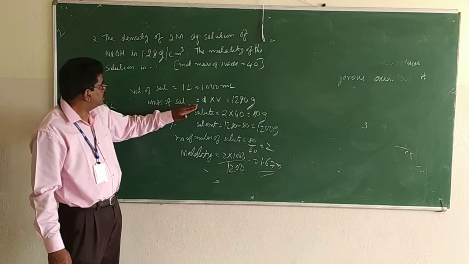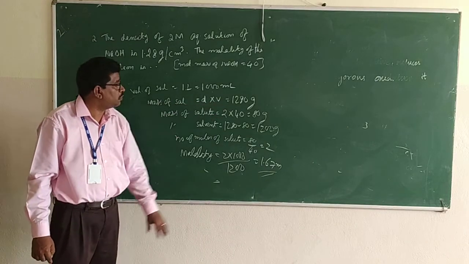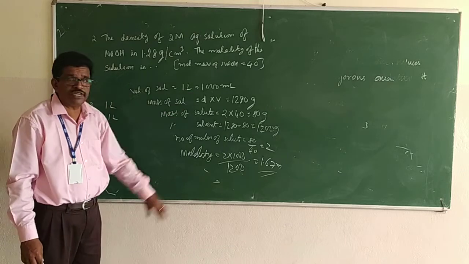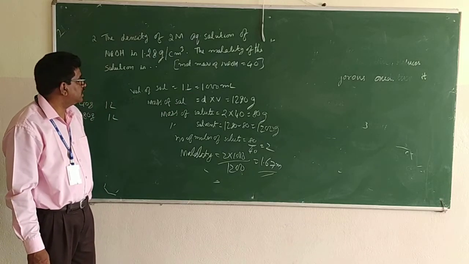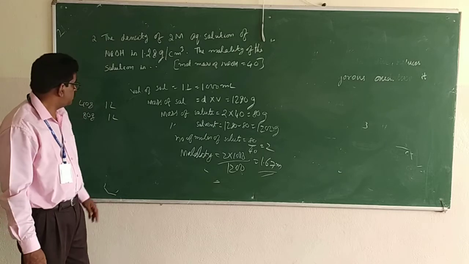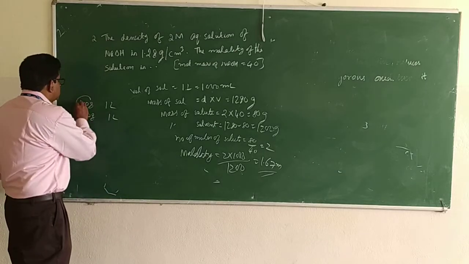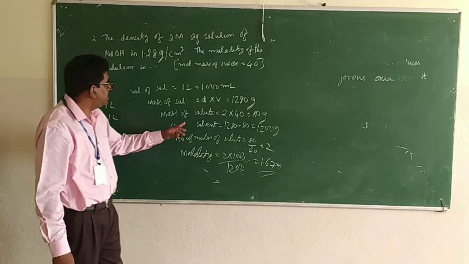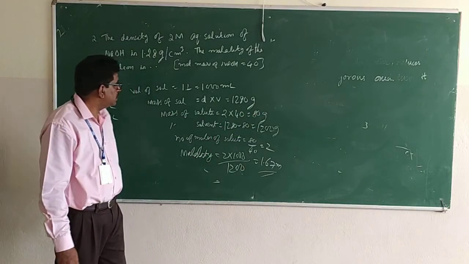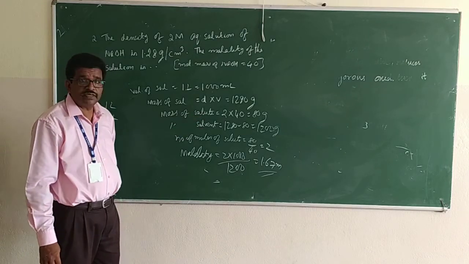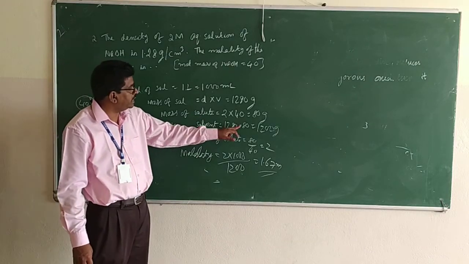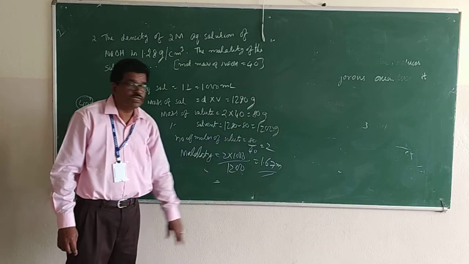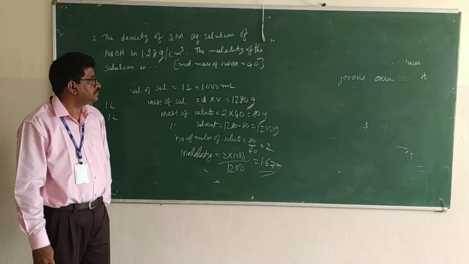So volume of solution is 1 liter. Mass of solution is equal to density into volume. Density is given 1.28, volume is 1000 ml. So 1280. Mass of solute: in 1 molar solution, 40 gram of NaOH, in 2 molar it is 80, so 2 into 40 is 80 gram. So mass of solvent will be 1280, this is the solution, minus the 80 gram of the solute. That means 1200 gram will be solvent.